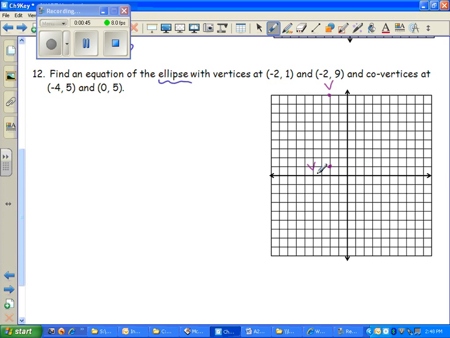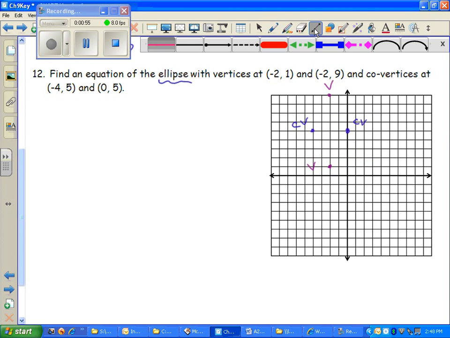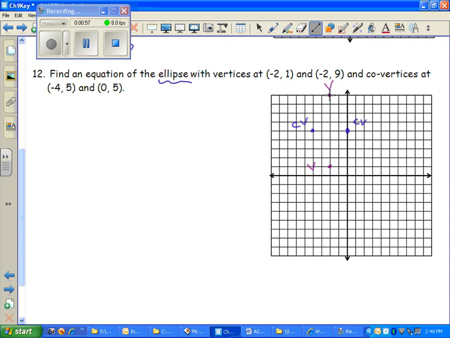So back 1, 2, 3, 4, and up 1, 2, 3, 4, 5. There's one. And the other's at 0, 5. Right there. If you wanted to connect these vertices and connect the co-vertices, you find where they intersect is the center of the ellipse. So the center of this ellipse is at -2, 5.